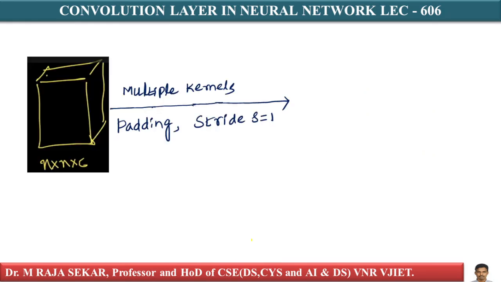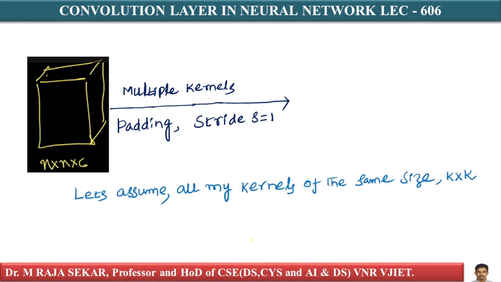A convolutional layer looks like this. I have an input image which is n cross c size. On top of it, I can have multiple kernels. Let's assume I am also doing padding, and let's assume stride S equal to 1. Let's assume all my kernels are of the same size, let it be k cross k.